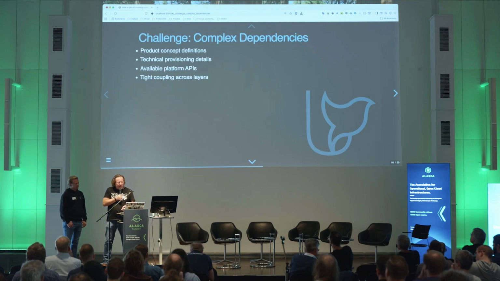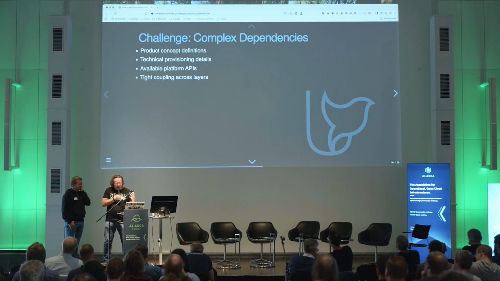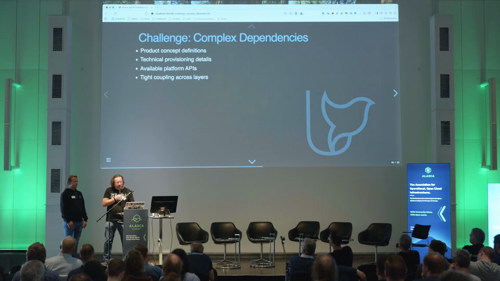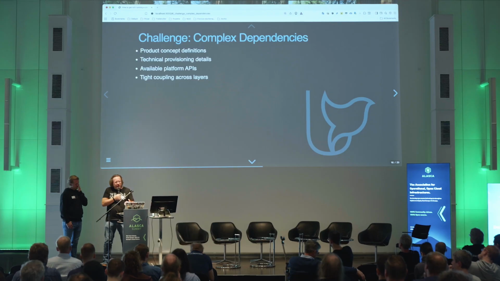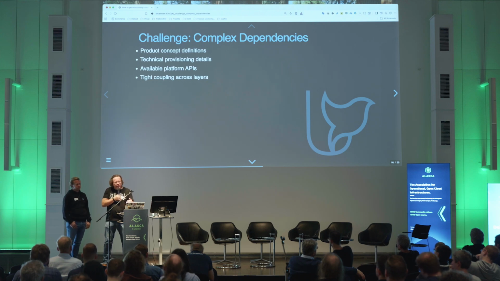We have complex dependencies between them. We need to understand some product concepts. We need to understand how the technical provisioning in fact works, how the breakdown of the products results in resources and how they are provisioned, and at what point in time we can charge for them. Maybe if you provision a virtual machine, it needs some minutes to come up, and when is the right point to start billing for it, etc.